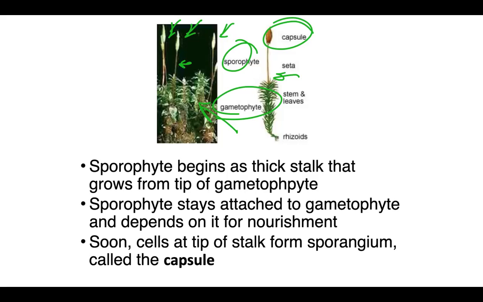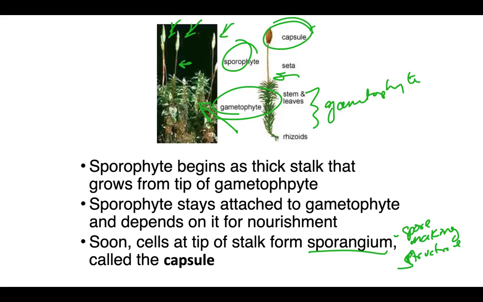Eventually, cells at the tip of the stalk form a structure called a sporangium, and that in the moss is called the capsule. Now, sporangia are the spore-making structure. So you've got the gametophyte, and up here, the sporophyte.